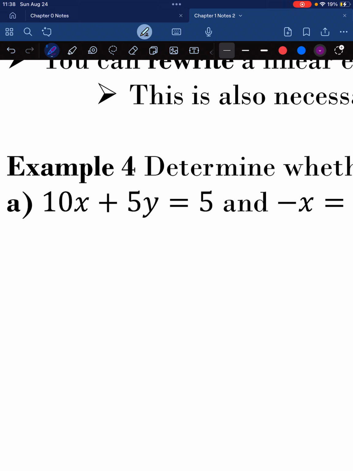Okay, so let's change this one first. We're going to get the y all by itself, so I'm going to subtract 10x.